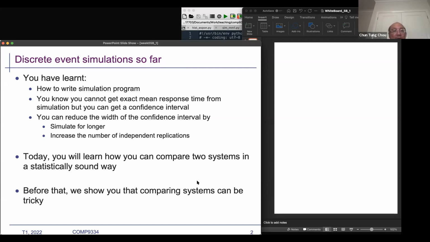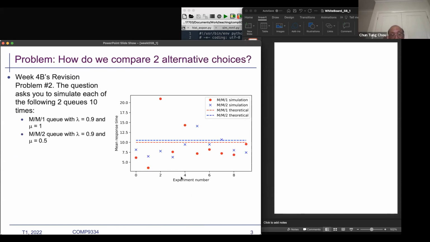Now, before we show you how you can compare systems, what I want to show you first is it can be tricky to compare two systems. Okay, now you have already seen this slide on Tuesday. So this slide comes from a revision problem that I gave you for week 4B.